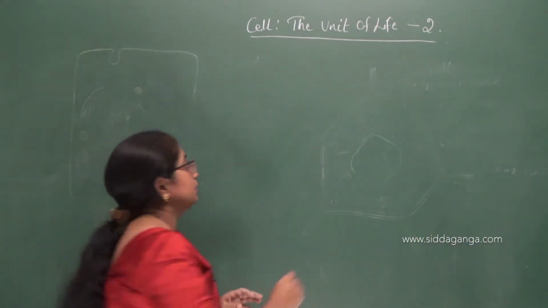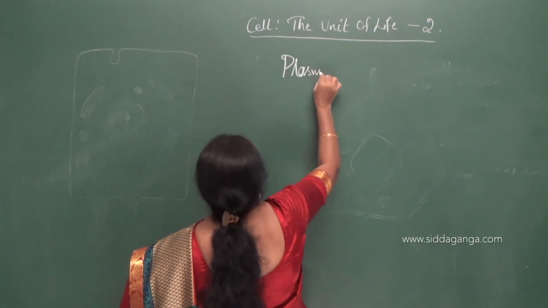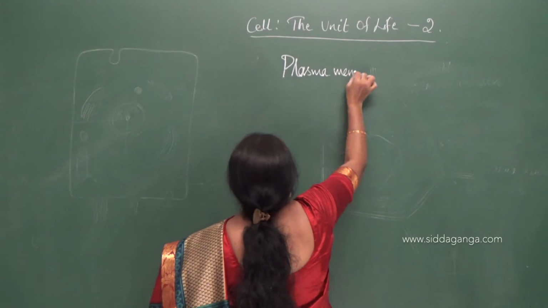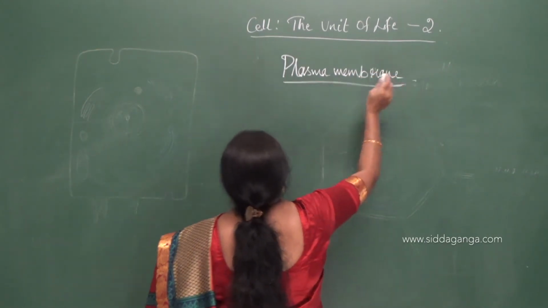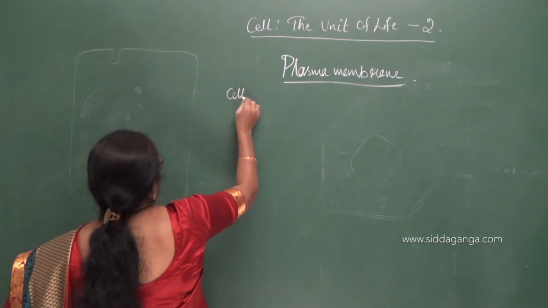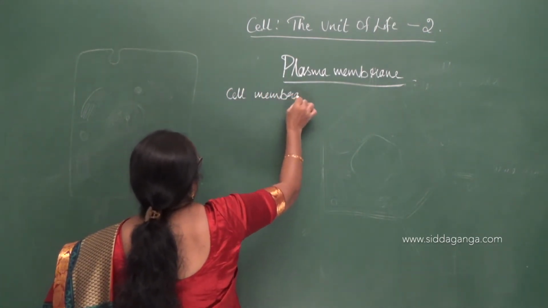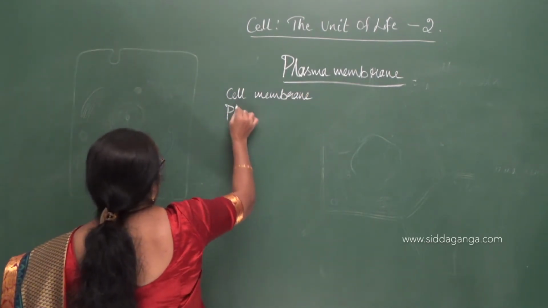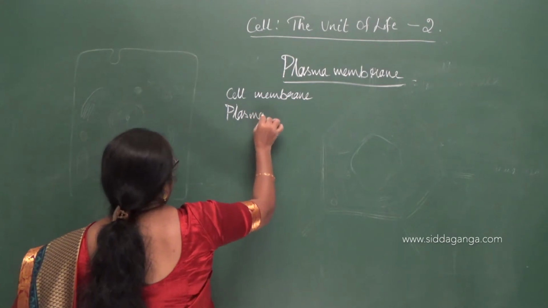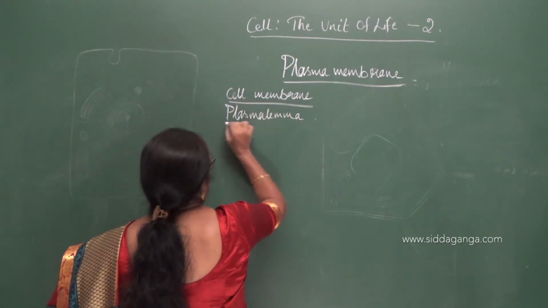So coming to the next, the plasma membrane, also called the cell membrane, and also called the plasma lemma.